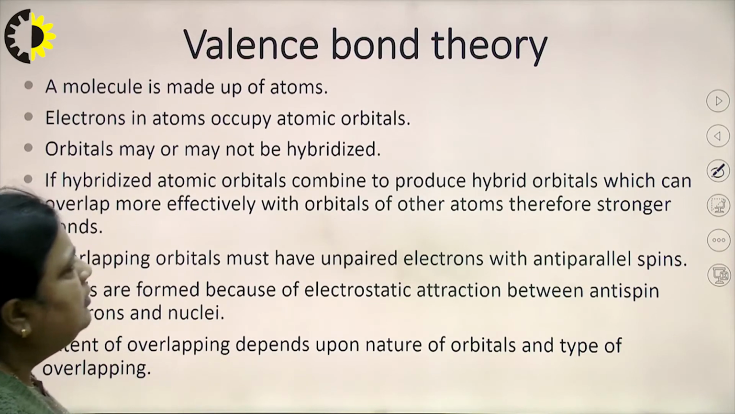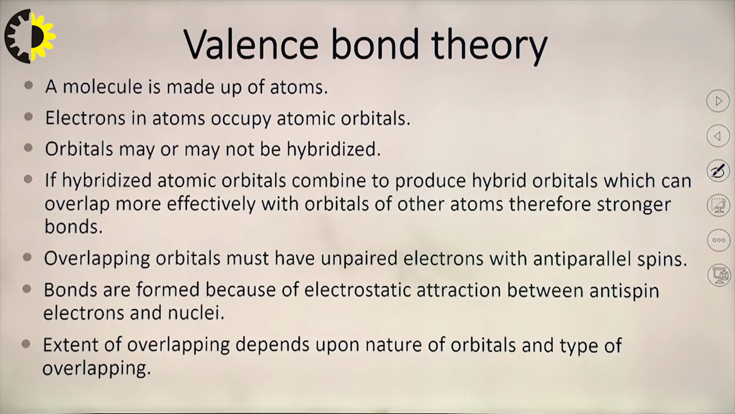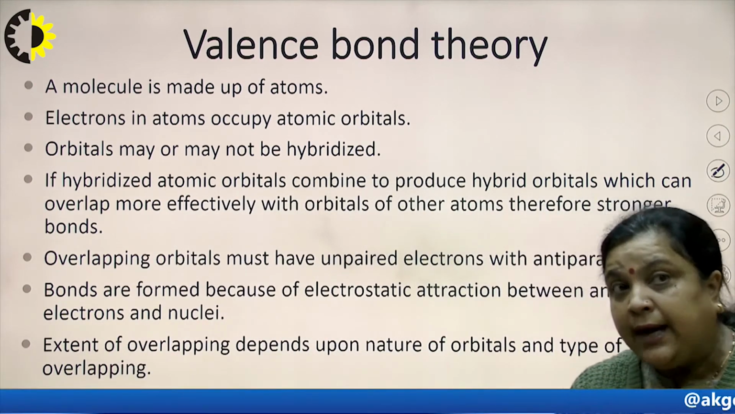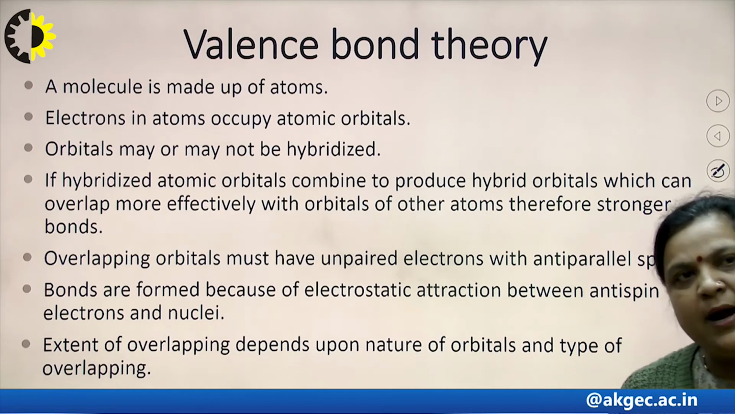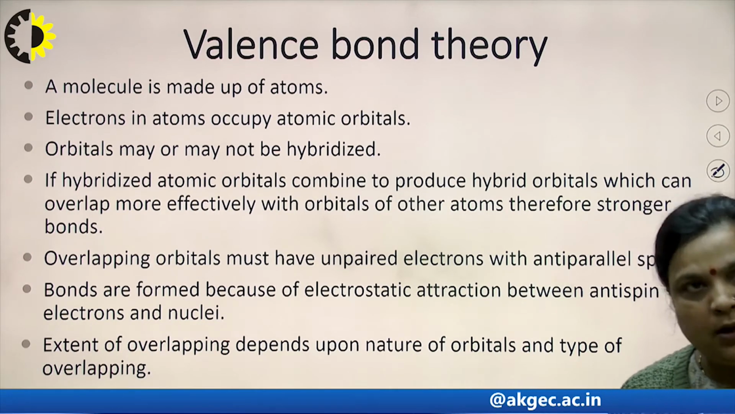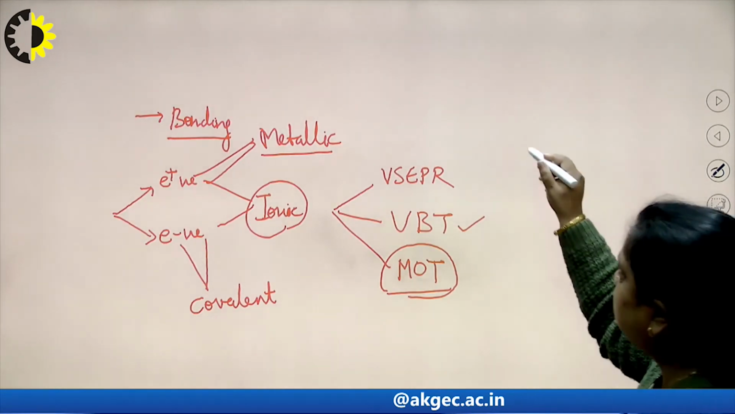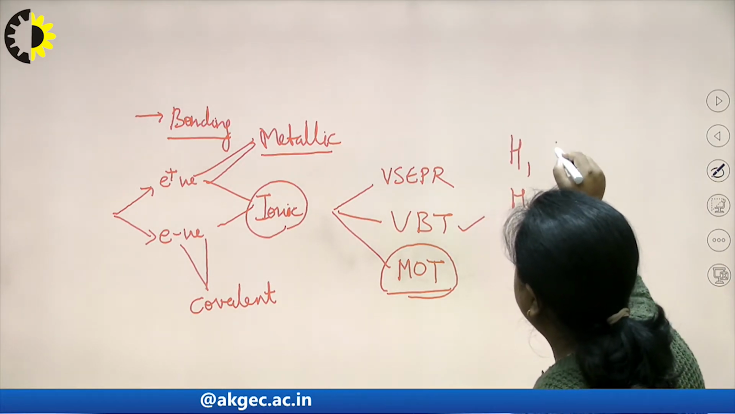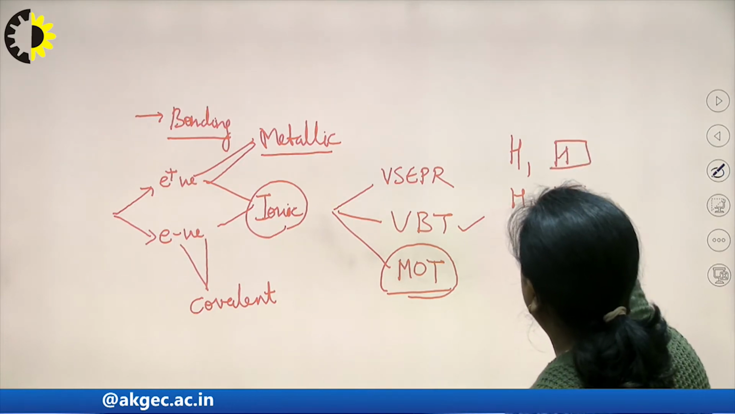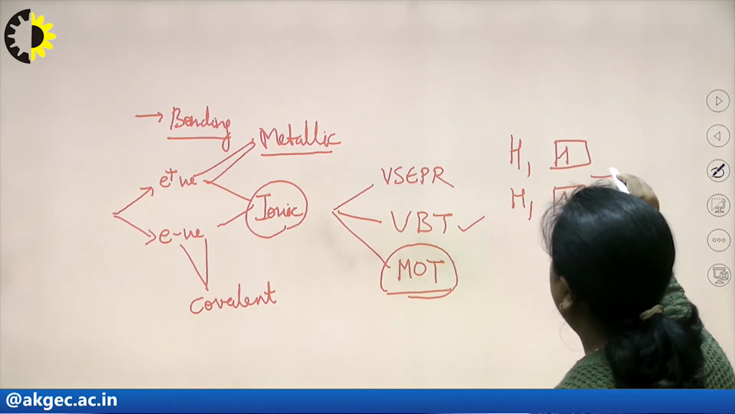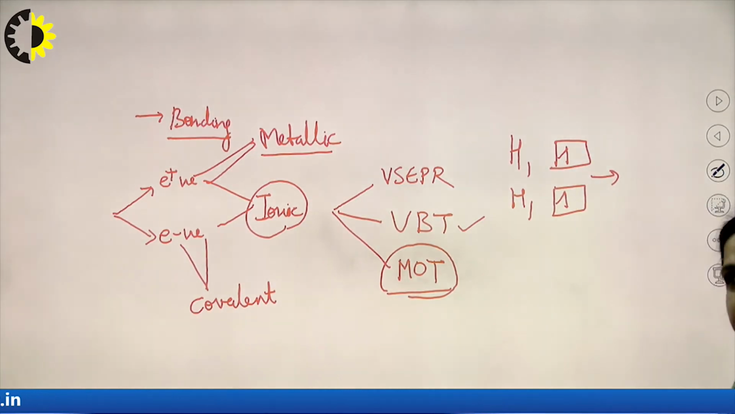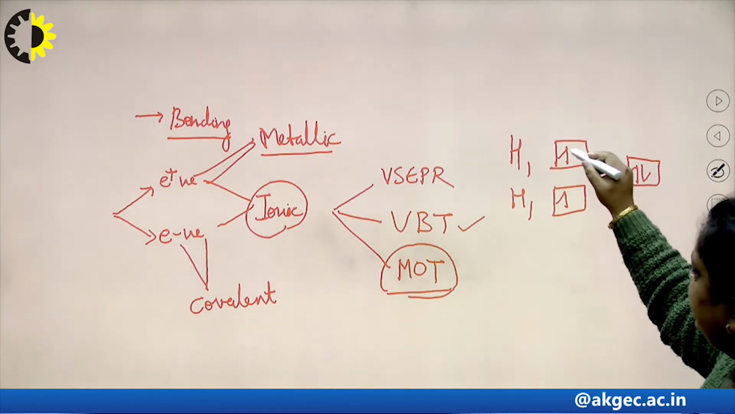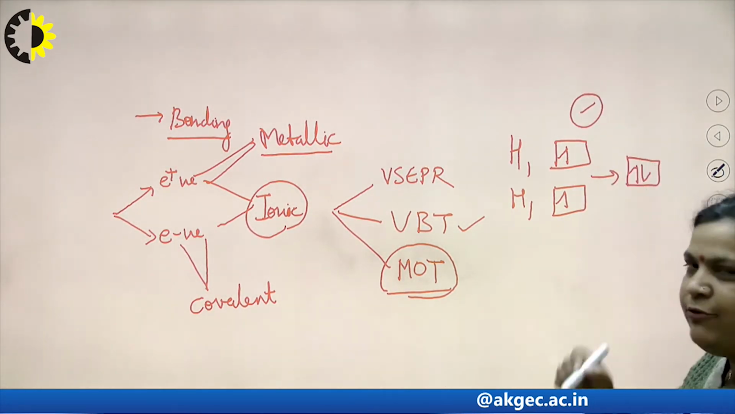First is valence bond theory, that is VBT. In VBT the major point was that only unpaired electrons of atoms get combined and form the bond. Like in the case of H2, H is 1s1, there is 1 electron, and there is 1 electron on another hydrogen. So the unpaired electrons in the atomic orbitals get combined and form the bond. Since there is 1 electron each, a single bond gets formed.